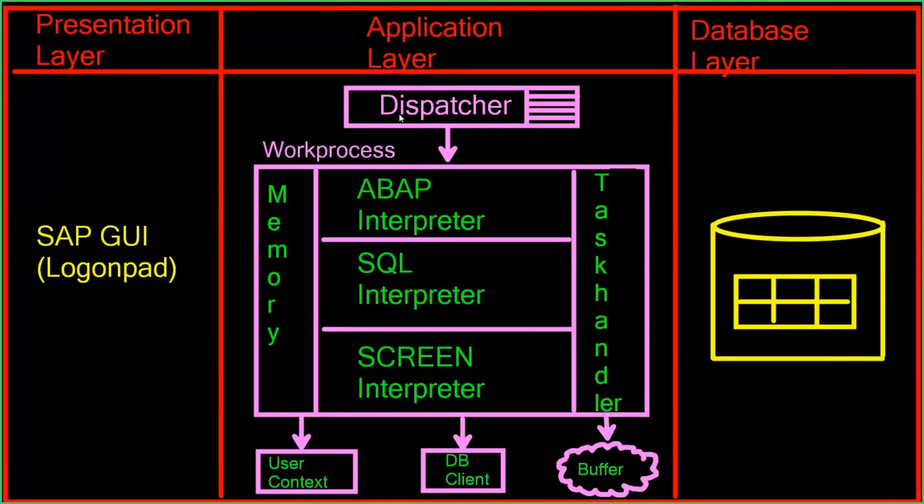In the application layer, we have the dispatcher. This is the dispatcher queue. Under the dispatcher, we have a number of work processes. The work processes are created by the system.